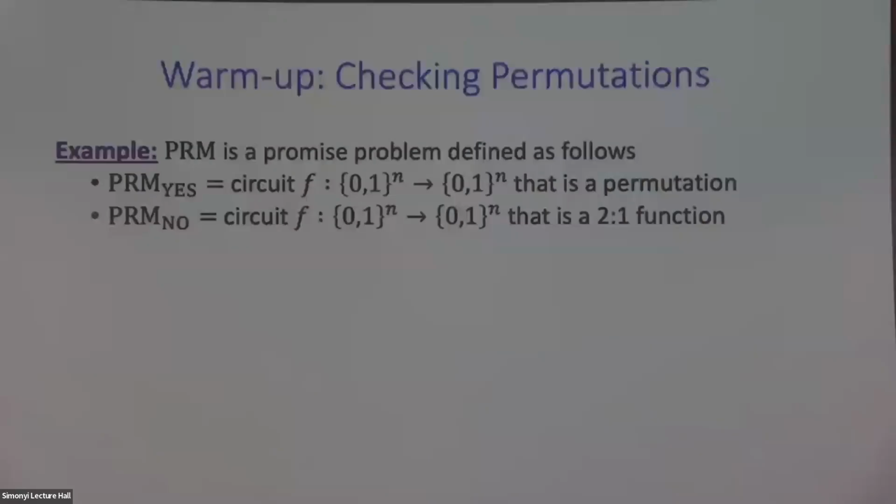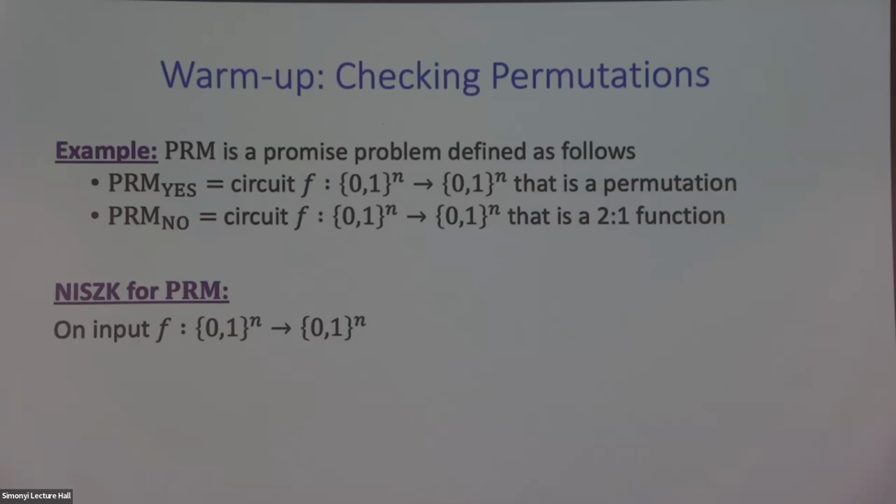So what is the problem? I give you a circuit which maps n input bits to n output bits. And I promise to you that the circuit is either a permutation, in the sense that the function is a permutation, not a permutation on the bits, right? A permutation on the entire input space. Or in the no case, the function is 2 to 1, so it's highly non-injective, very far from being a permutation.